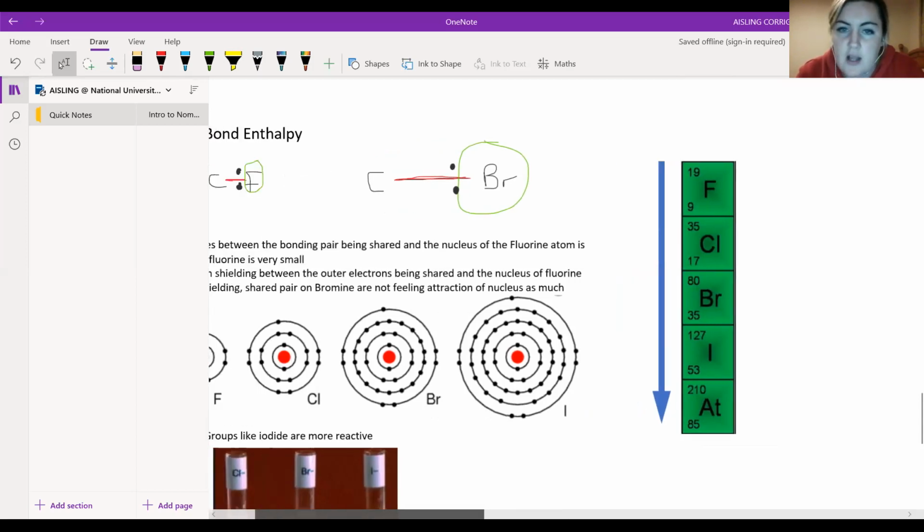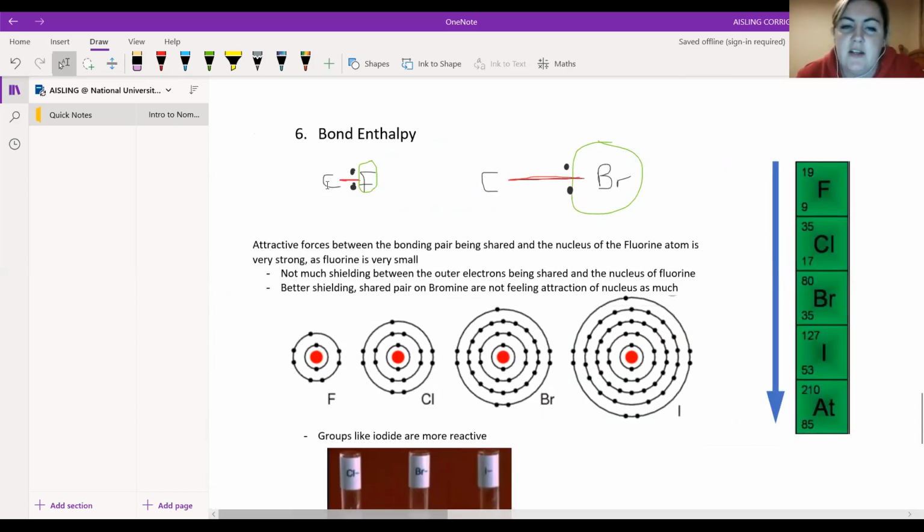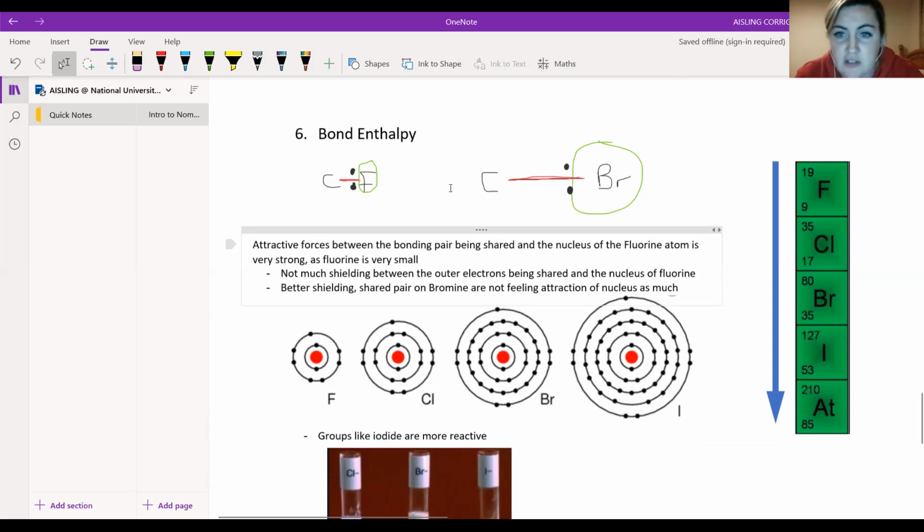And why is that? If we look here, I have a carbon sharing a lone pair of electrons with the fluorine. It's actually down to its size, more or less. Fluorine is quite small. Yes, it is electronegative, but it's quite small, and the relationship between this lone pair and the fluorine's nucleus is quite strong. There's a huge attraction here between this lone pair and the nucleus residing in the fluorine. Fluorine's very small, so it's going to grab onto it. The attractive forces between the bonding pair being shared and the nucleus of the fluorine atom are very strong as fluorine is very small.